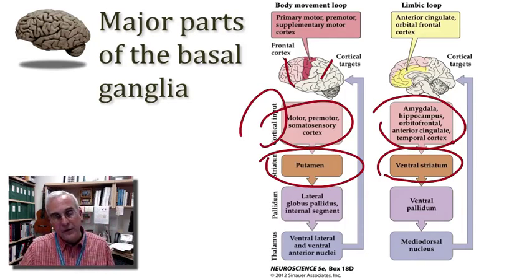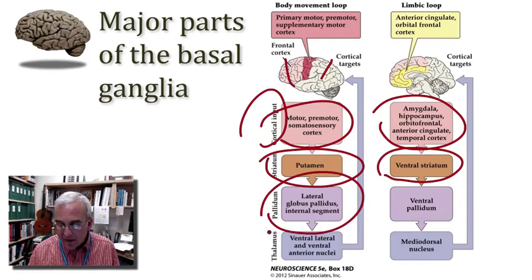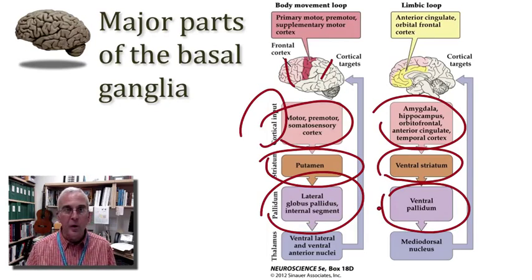Well, the striatum then sends inputs to the pallidum, and for the body movement loop, the pallidum is the globus pallidus, in particular the internal segment of the globus pallidus. For the limbic loop, the pallidal region is called simply the ventral pallidum. It's a division of the pallidum that's inferior and just a little bit posterior to that part that we recognize as the globus pallidus. Now, the pallidum provides the output from the basal ganglia.